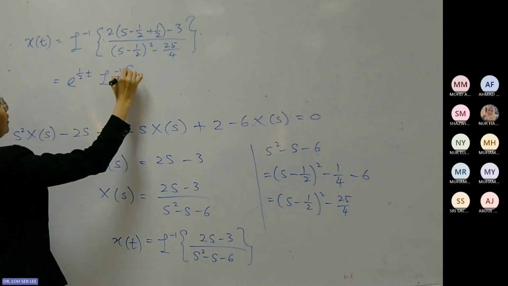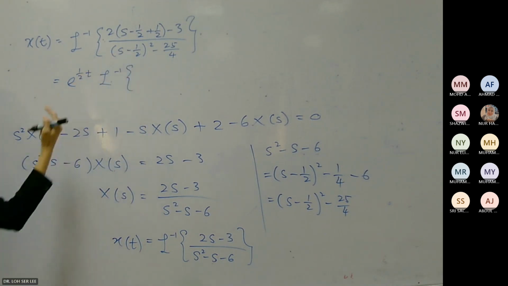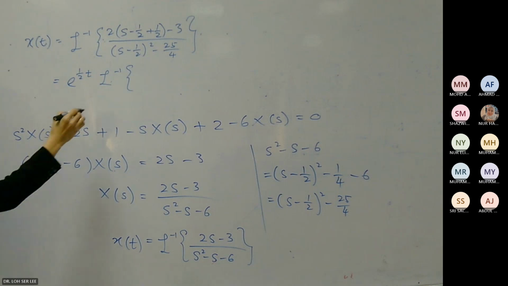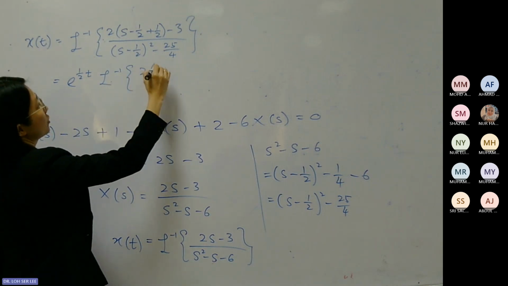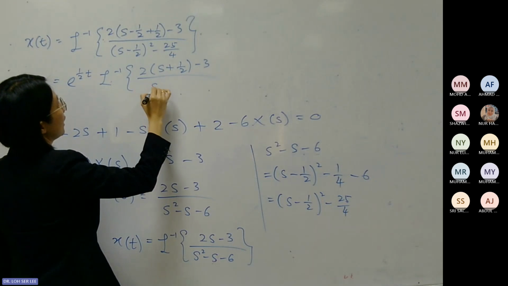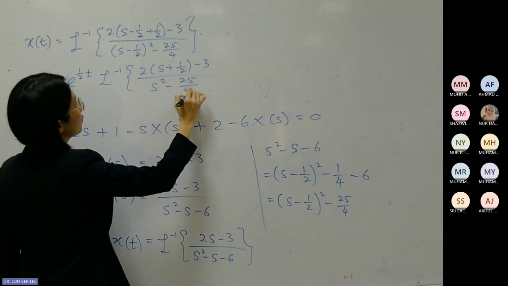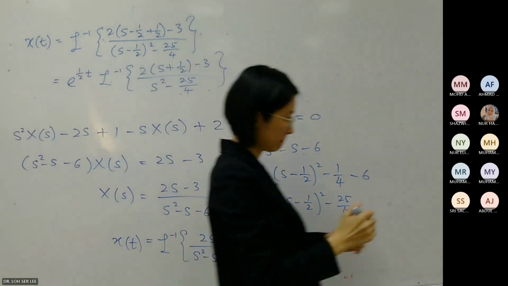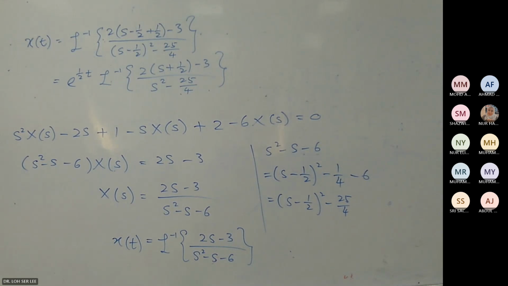e to the power of half t, opposite sign. So what is that? You have 2s plus half minus 3 over s squared minus 25/4. Okay. So for the denominator, expand, simplify, then you separate the function and proceed with the inverse Laplace.